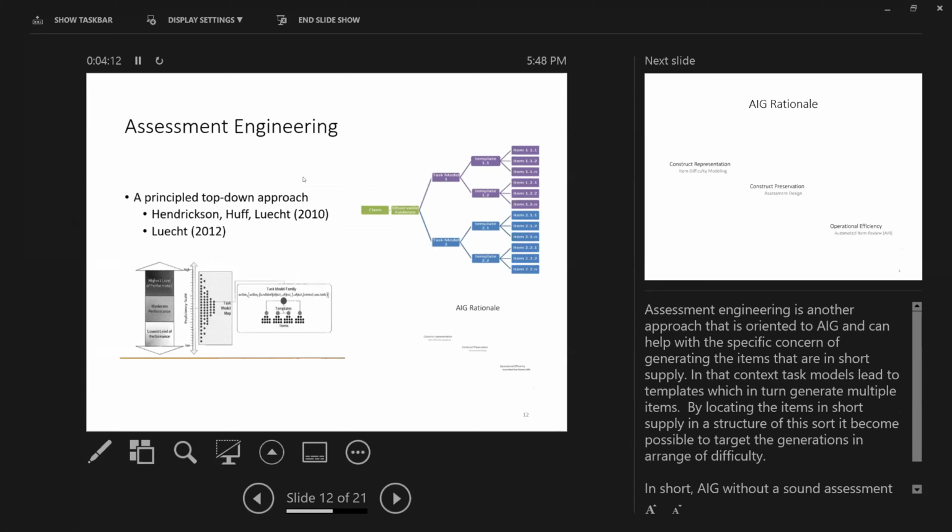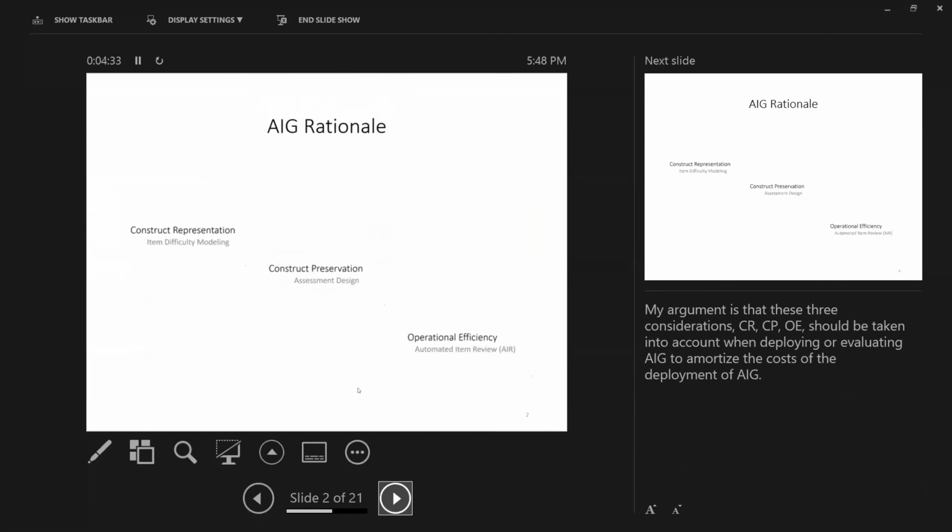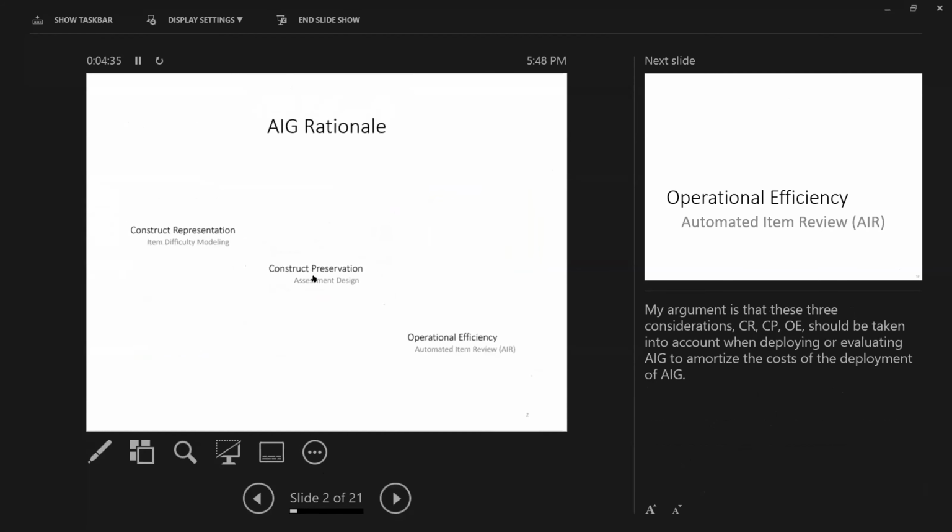There's many things. What I like about this particular thing that I think this is from Rick is that if you find items in one range of difficulty that are in short supply, you can backtrack and see how you can make more of that item type. So more of those items, I should say. So that's construct representation aided by assessment engineering as deployed in AIG.